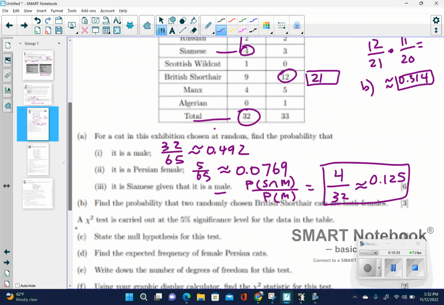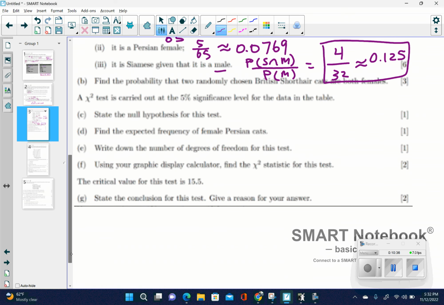All right, for the next one, a lot of you got this correct. State the null hypothesis. The null hypothesis is that the two variables we're talking about, breed of cats at the show, is independent of their gender. So the null is breed and gender are independent.